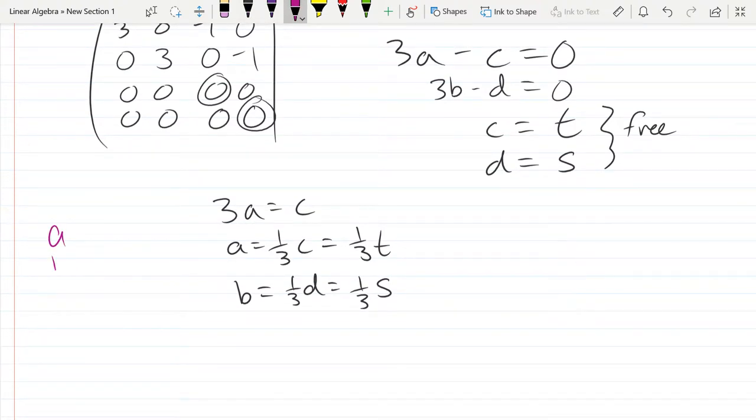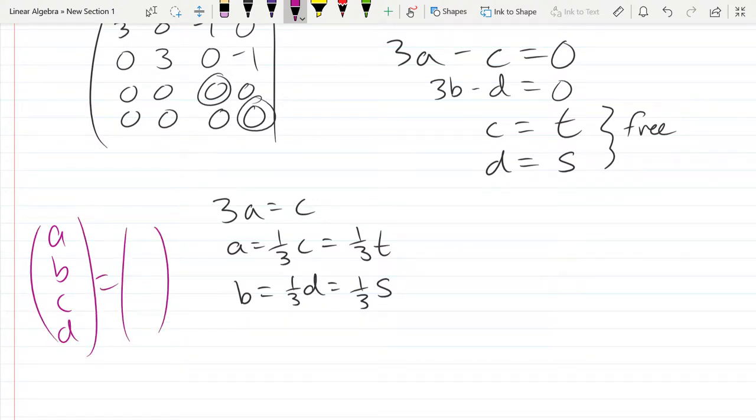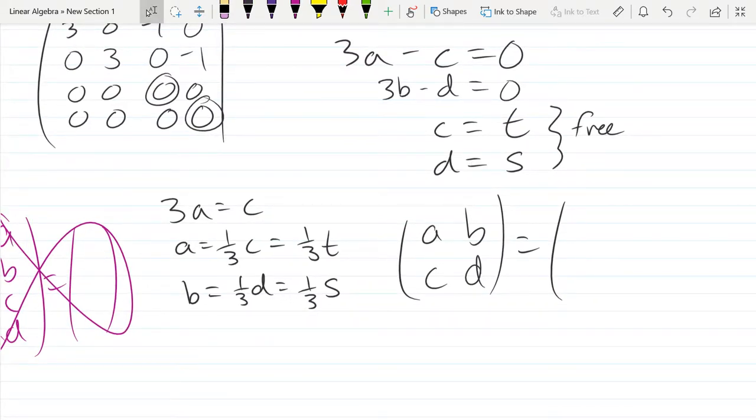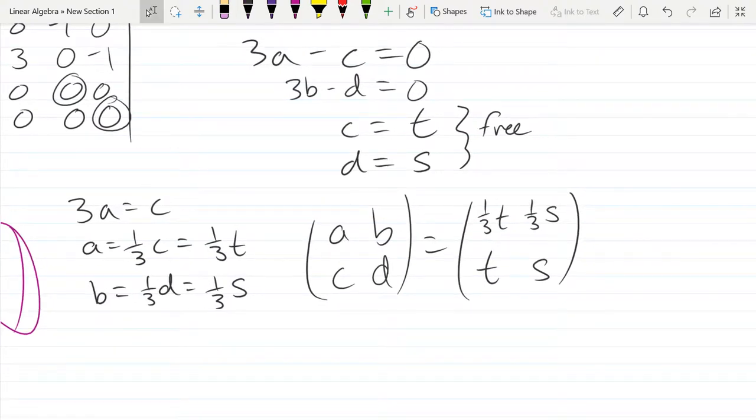So before we would have written our vector normally like this, A, B, C, D equals, like that. We'd have written them going downwards, but that's not the configuration we have here. We have, just like it was written above, A, B, C, D in our 2x2, and that's going to be, let's see, A is 1/3 T, B is 1/3 S, and then the order is important, C is T, and D is S. All right, and this is for all S and T in R. This is for any real S and T.